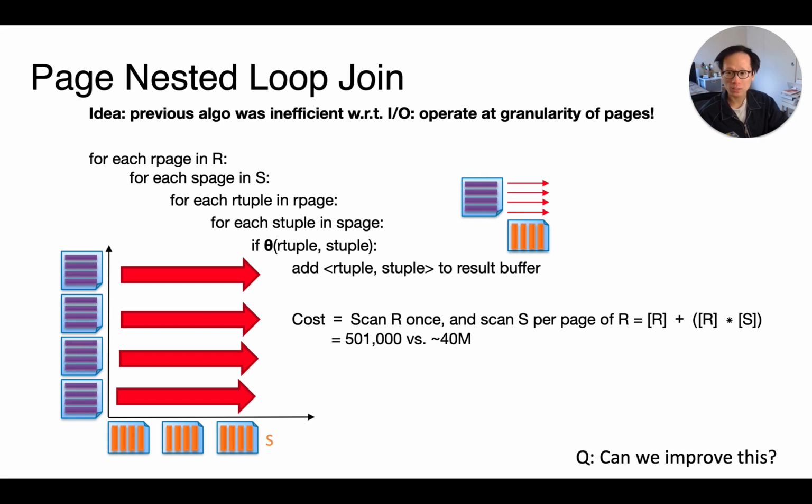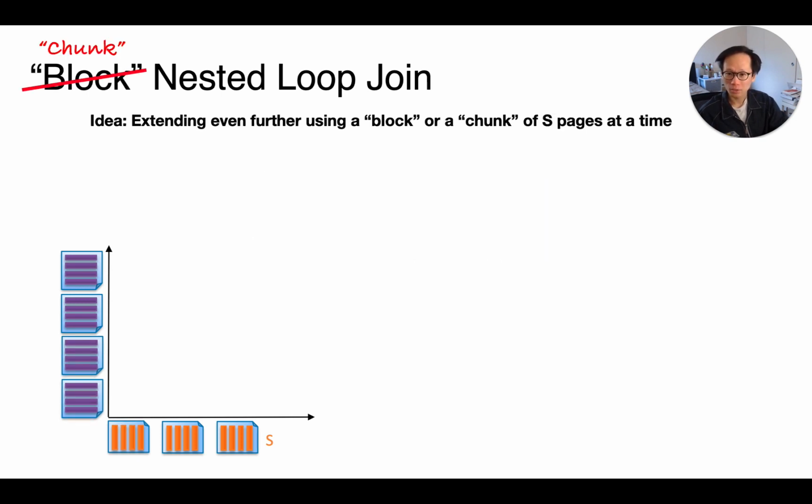Can we improve upon this? Well, now you can imagine if we can do things a page at a time, we can also do things a memory chunk at a time. There's an algorithm for that actually. It's called the block nested loops join, but we will call it chunk nested loops join because the word block we said before is a synonym for page. So even though in literature they often call it the block nested loops join, we will call it chunk because a chunk you can think of as many pages or blocks together.